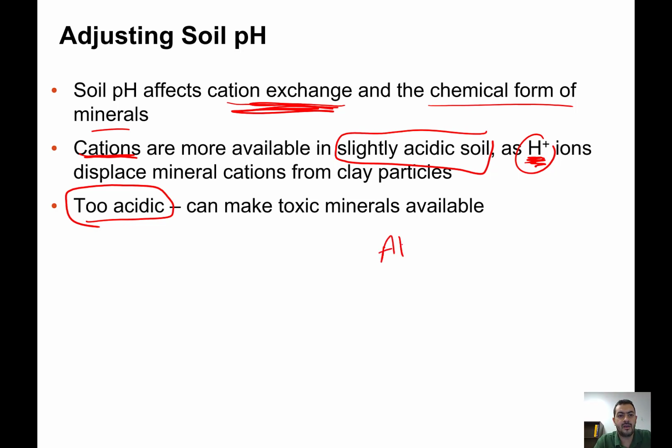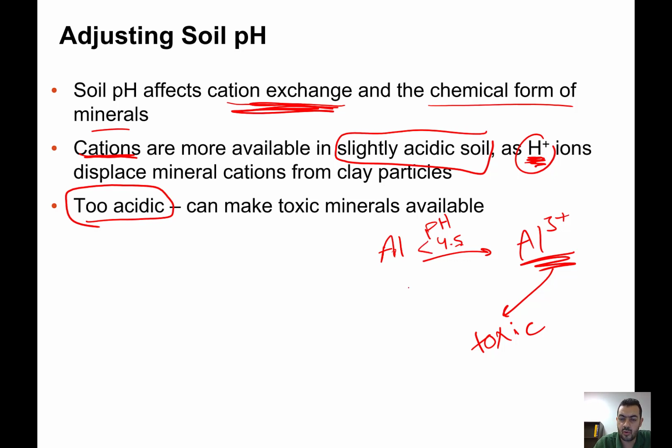At strongly acidic pHs, that is below 4.5, what will happen? This aluminium will become aluminium 3+. This will now be soluble in the water and will be absorbed by the roots, but it will be toxic to the root. Here we are talking about pH below 4.5. So the pH can really cause toxicity to the plants. That's why, as we said, slightly acidic soil is preferred, but not too acidic.